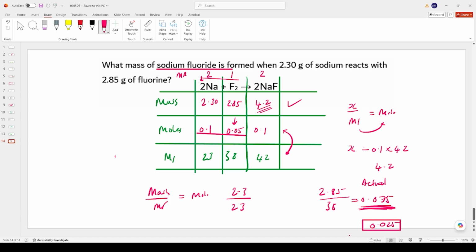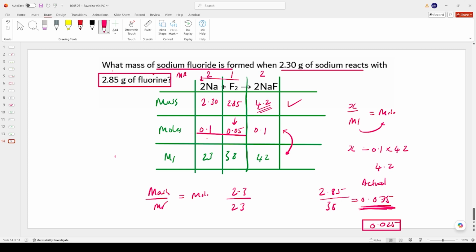But how do you know that actually sodium isn't limiting? Okay, so if you did it the other way around... Oh, I just went with what it says in the question. What mass of sodium fluoride is formed when 2.3 sodium reacts with this? So I kind of went in the order. So if this reacts with this, but you can do either way if you want. Do both and see what happens.